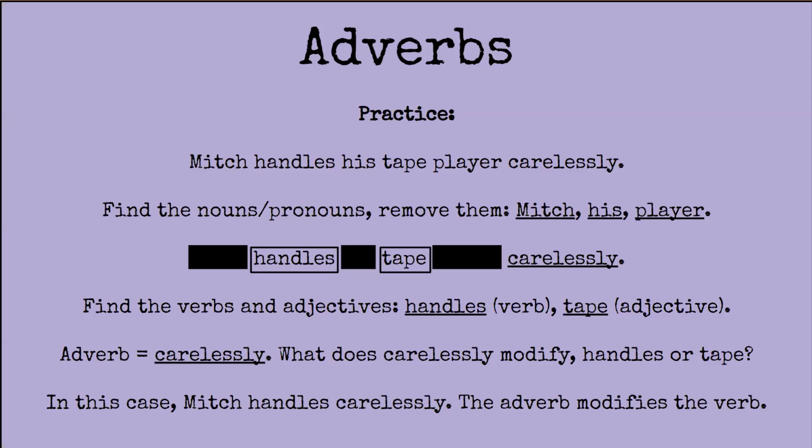Another huge piece of advice is, in order for an adverb to modify an adjective, it has to be directly before it. So in this case, the fact that it is at the end of the sentence means that it is going to modify a verb. So this adverb, carelessly, modifies the verb handles. Let's look at another example.